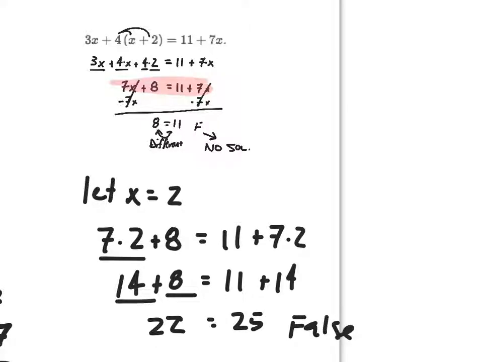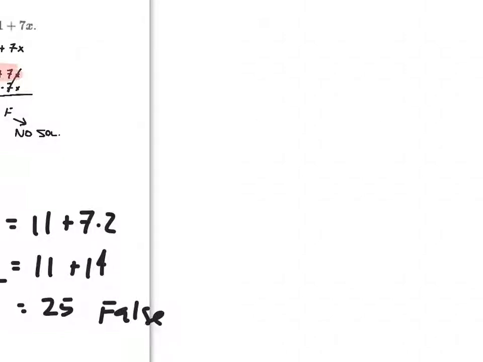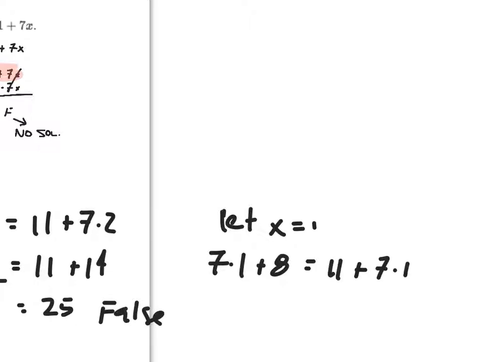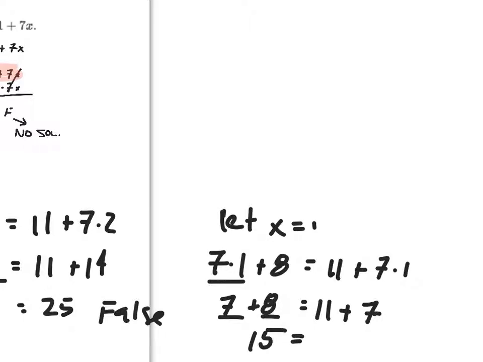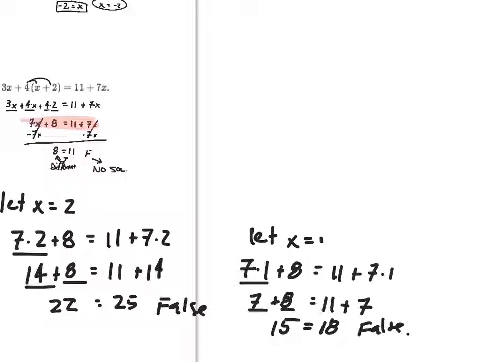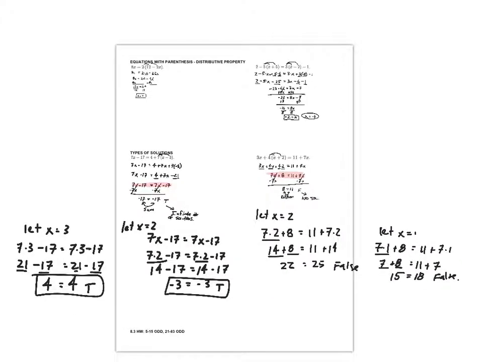Okay, let's try x equals 1. If I do 7 times 1 plus 8 is equal to 11 plus 7 times 1. 7 times 1 is 7 plus 8. Is that going to equal 11 plus 7? The answer is no. 7 plus 8 is going to give me 15. 11 plus 7 is going to give me 18. And this is false. So it doesn't matter what I plug into this equation, I'm not going to come up with a correct answer. I'm not going to have a solution that makes this true.